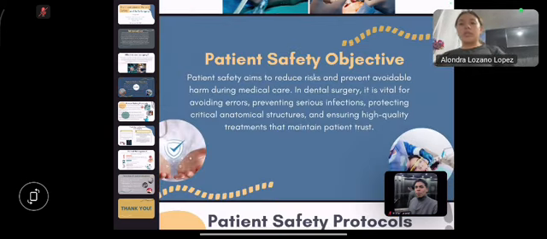Patient safety objective. Patient safety aims to reduce risk and prevent avoidable harm during medical care. In dental surgery, it is vital for avoiding errors, preventing serious infections, protecting critical anatomical structures, and ensuring high-quality treatments that maintain patient trust.